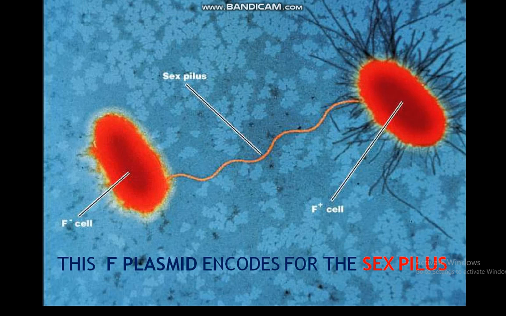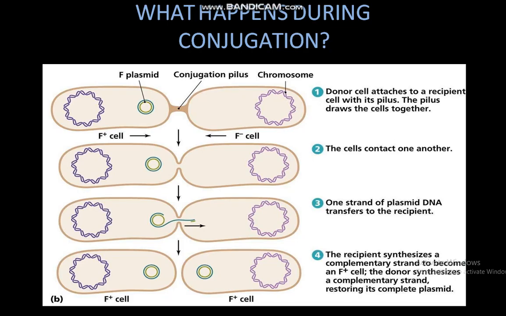The F plasmid encodes for the sex pilus. See, this is the F negative cell, and this is the F positive cell. With the help of this sex pilus, the genetic material is transferred from one to the other. What happens during conjugation? Let us discuss the different steps involved.